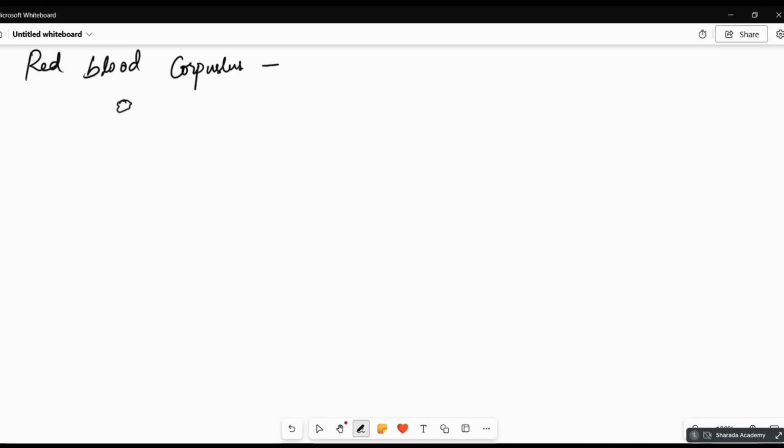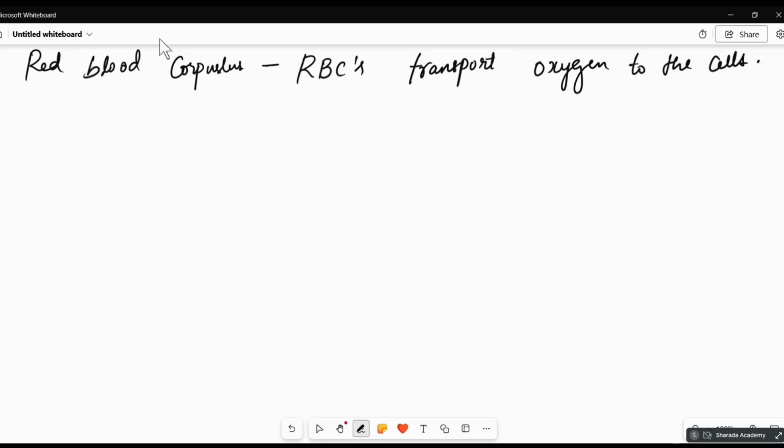They actually call it red blood corpuscles. Okay, so RBCs, that is red blood corpuscles, transport oxygen to the cells. So why are red blood corpuscles red? Because of the hemoglobin pigment. It contains the hemoglobin pigment which is red in color.